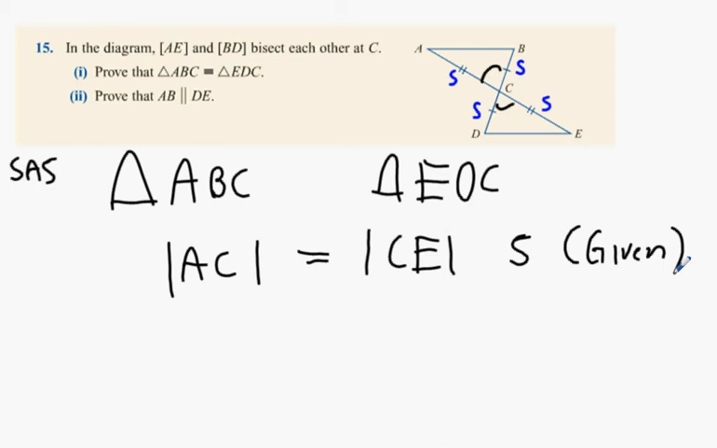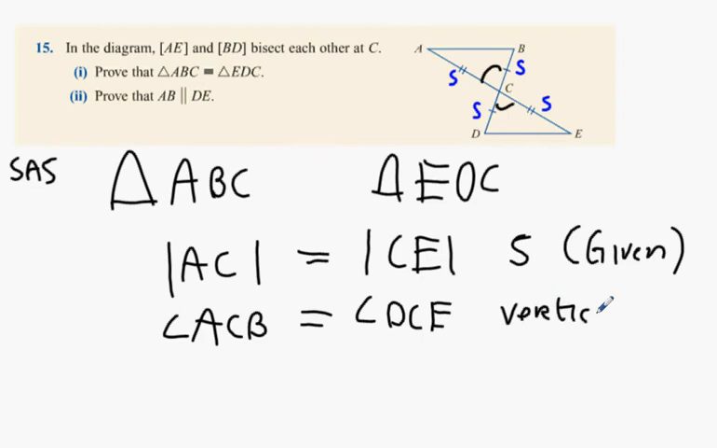What angle is the same? A to C to B. The angle A to C to B is equal to D to C to E. What's the reason I know it? Why are those two angles the same? Vertically opposite. You've got to write down vertically opposite beside it.